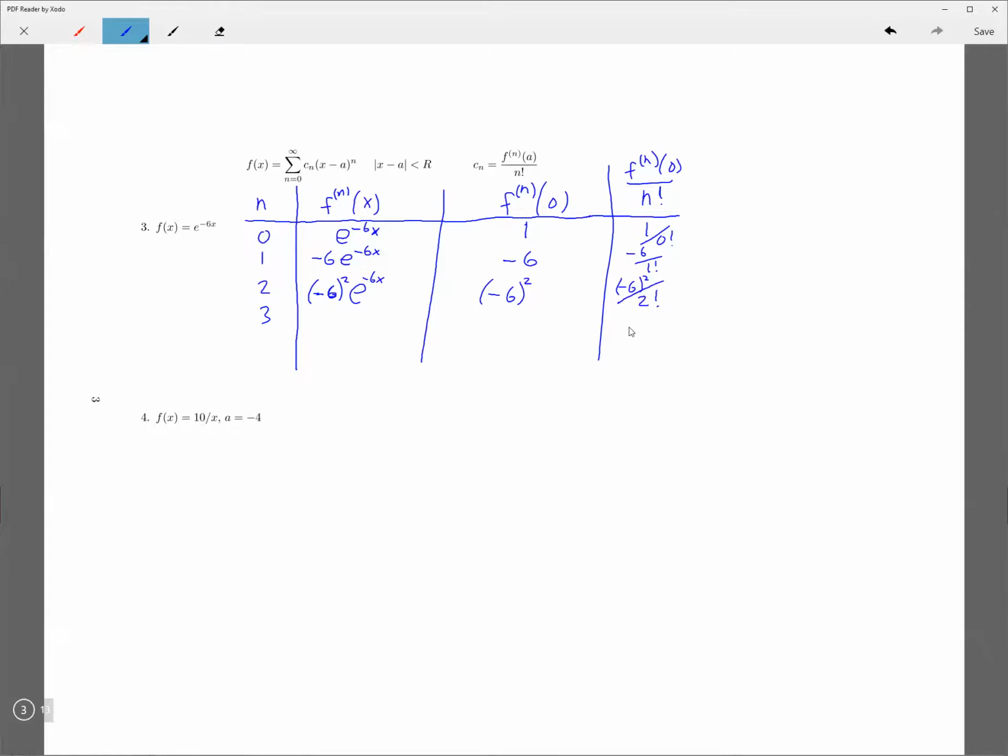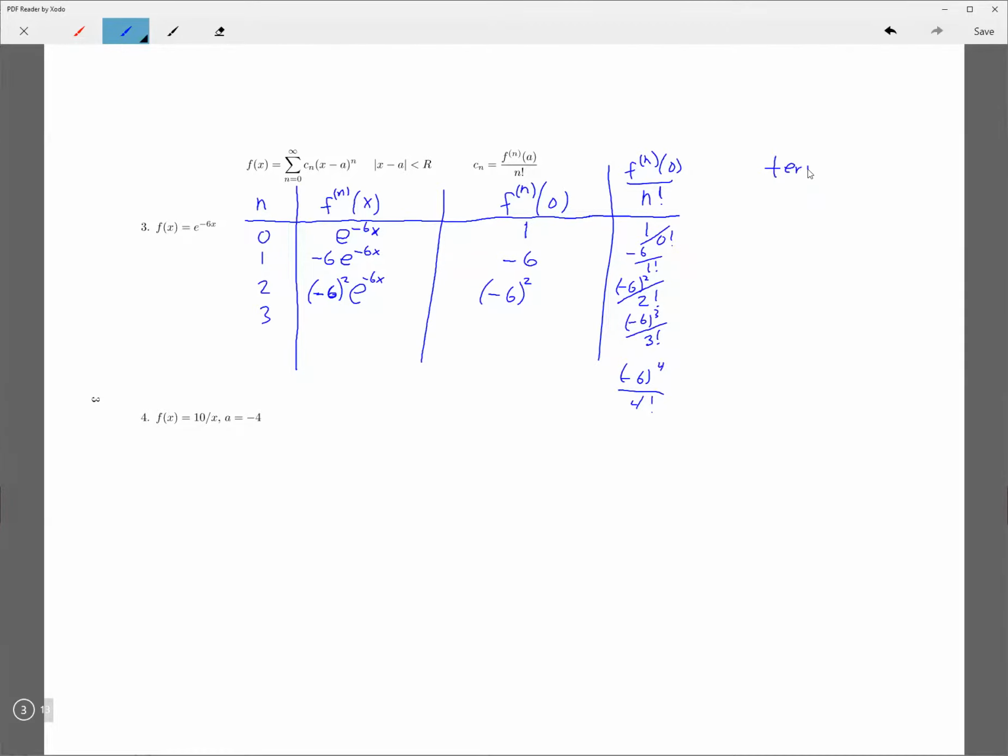Okay, what do you think the next one's going to be? Can you see a pattern here at all? What do you think the next one's going to be? Well, for sure the denominator is going to be 3 factorial, right? So what do you think the numerator is going to be? -6 cubed, right? And the next one would be -6 to the 4th, right? Over 4 factorial. Amazing. So that's what it looks like.